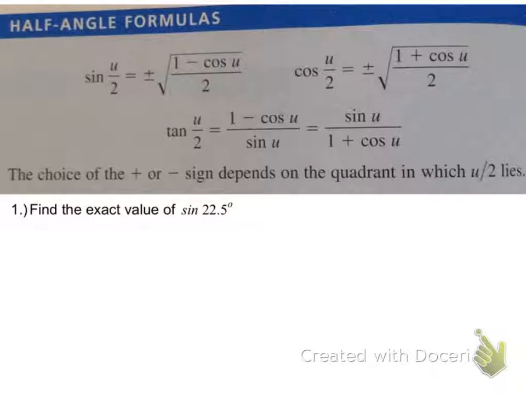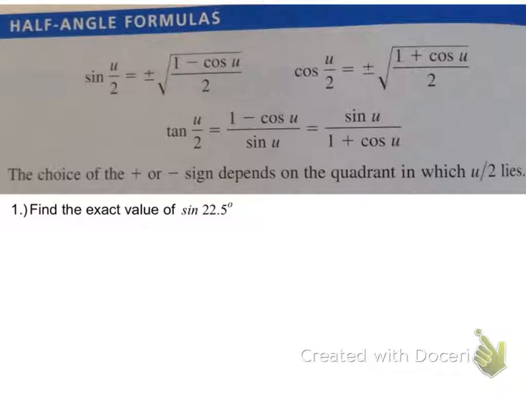So, sine of u over 2, where u is the angle that is being cut in half, is equal to plus or minus the square root of (1 minus cosine u) over 2. Cosine of u over 2 is plus or minus the square root of (1 plus cosine u) over 2. Tangent of u over 2 has two options. It's (1 minus cosine u) over sine u, or sine u over (1 plus cosine u). Interesting. Two options, your choice, gives you the same answer.